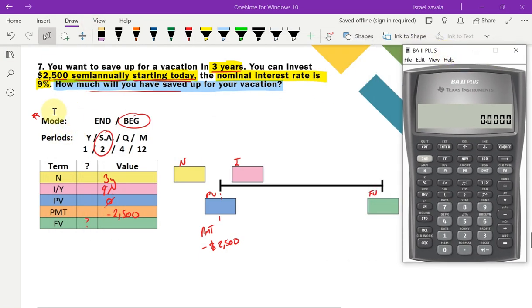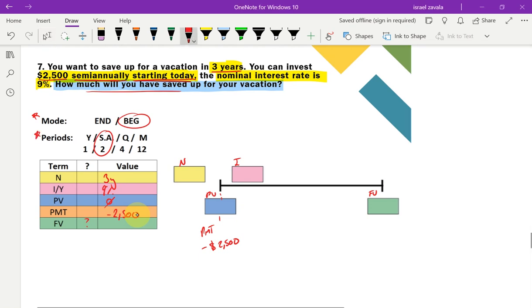All right, so let's grab our financial calculator. First things first, the mode. We must be in begin mode. So we're going to do second, above payment, it says BGN, and then second set. So now we're in begin mode. So we're going to do top to bottom. But before we do that, we need to take care of our periods. Notice we are still in years. We need to be in semi-annual terms.